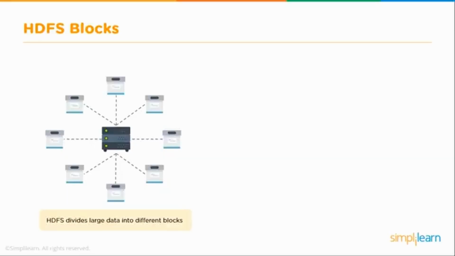When we talk about blocks, as I discussed earlier, HDFS divides larger data into different blocks. Even if I had a 1 kilobyte file to be stored on HDFS, it would still utilize a block of 128 MB. But remember, when the block goes to the disk, it will only occupy 1 kilobyte of space. So HDFS divides large data into different blocks, and these blocks are randomly distributed across nodes.